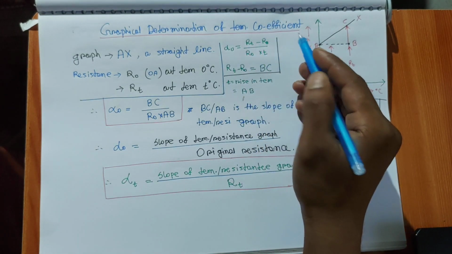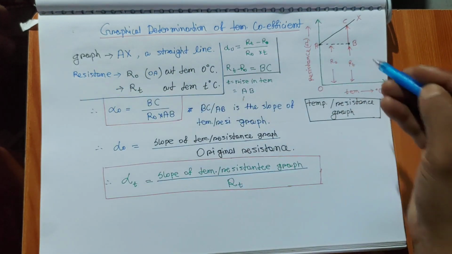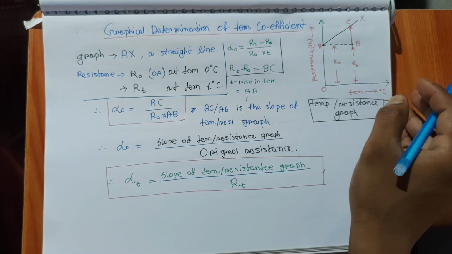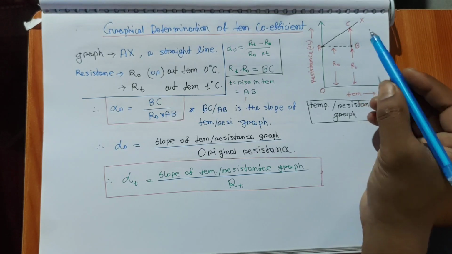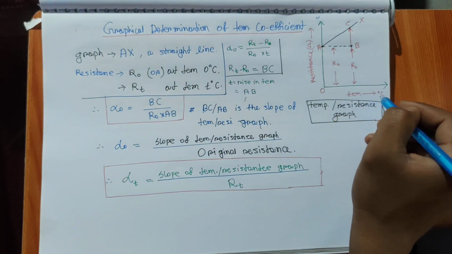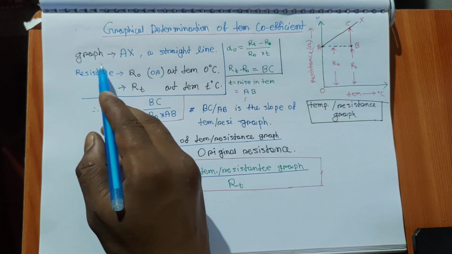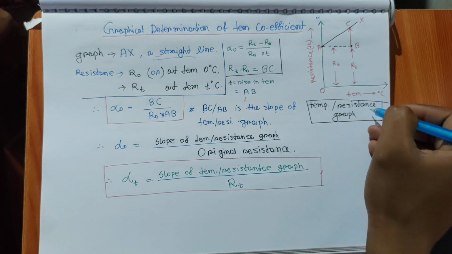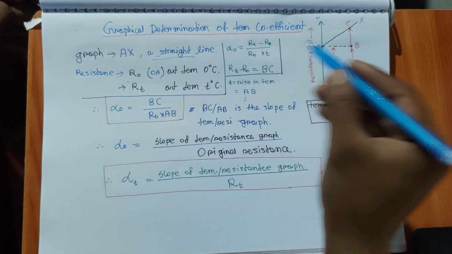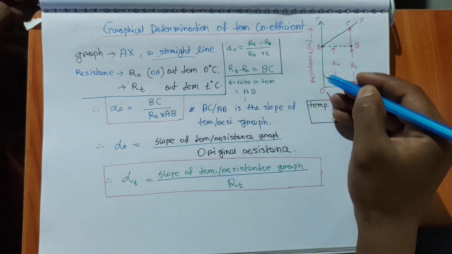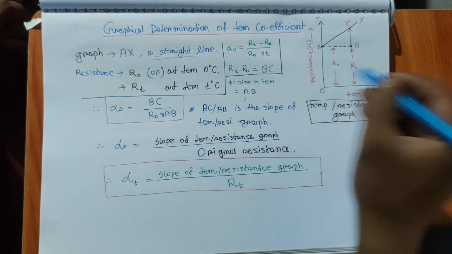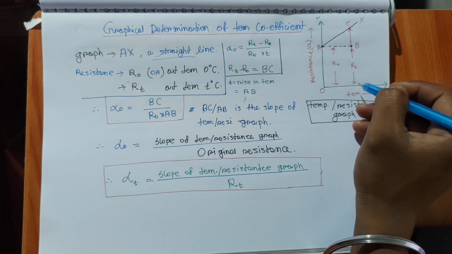Graphical determination of temperature coefficient. This is the last topic for this video. Here you have to look at this graph. On the y-axis is resistance in ohm, on the x-axis is temperature in degree Celsius. The temperature-resistance graph AX is a straight line. Resistance R0 is OA at temperature 0 degrees, and RT at temperature T degree Celsius.